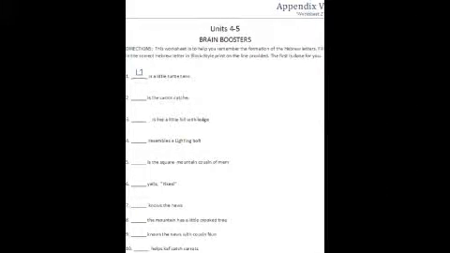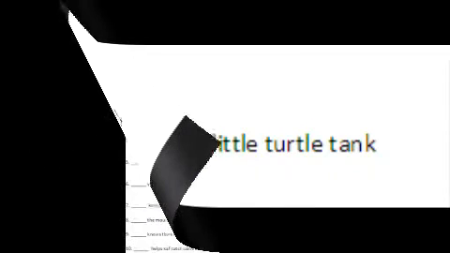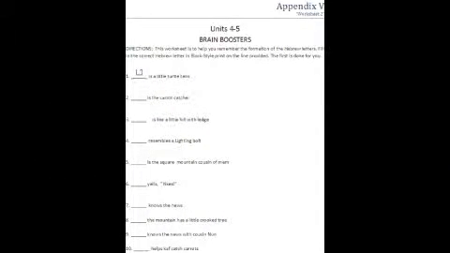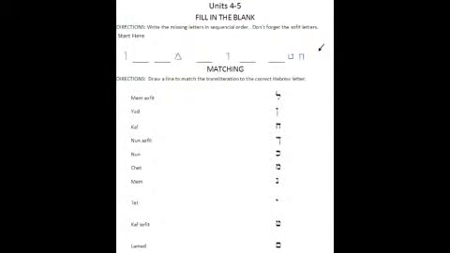Also, for our additional worksheets, we have our brain boosters. And just like we discussed before, the first one is done for you. As you see there, there are going to be 10 brain boosters, and the first one shows that Tet is the little turtle tank. And then as you go through, you'll get those mnemonics for the brain boosters, and you can go ahead and write the Hebrew letter that applies to the sentence. The next worksheet, again, will be your fill in the blank and matching, and this is for units 4 and 5.